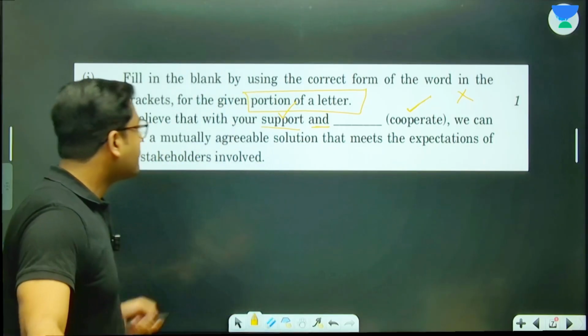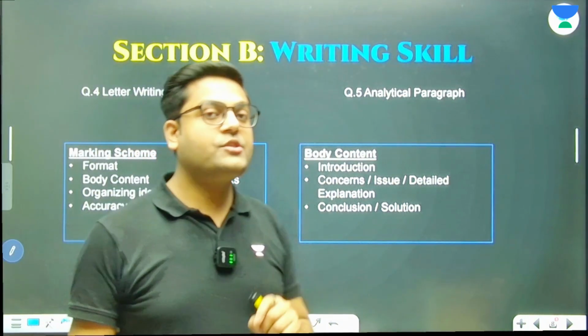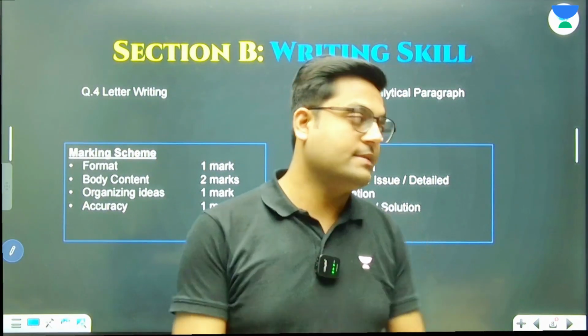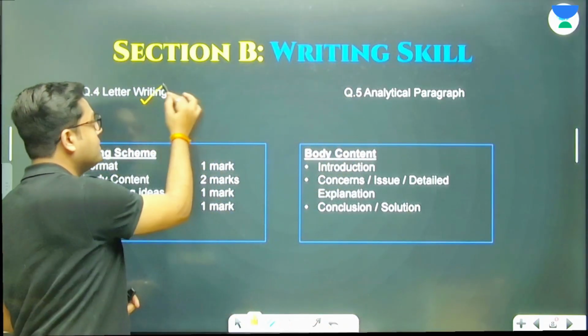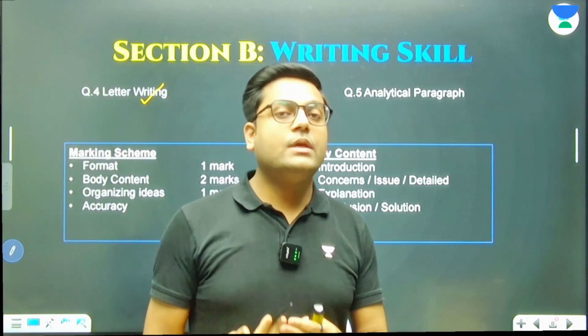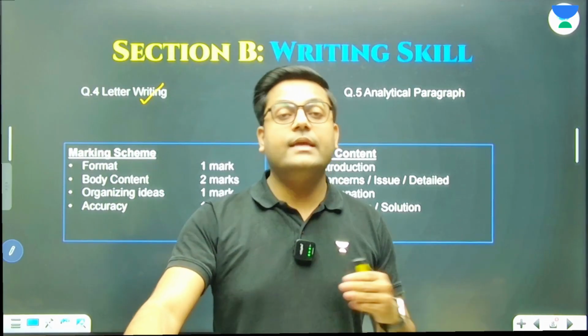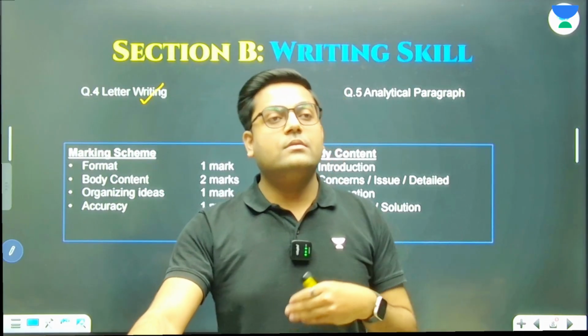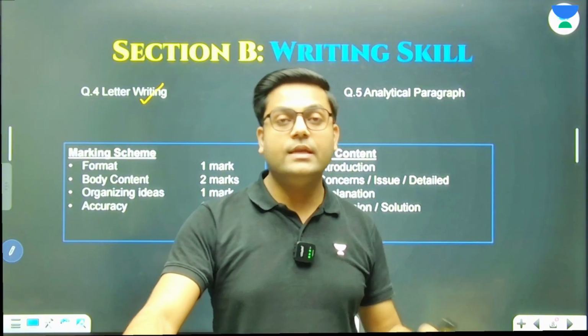Clear? All right. Now let's talk about the second part of section B, which is your writing skills. As you know, writing skills includes two different topics. One is letter writing, in which you have been asked about a letter to the municipal corporation, a complaint letter, a letter to the editor, an application letter, job application letter, business letter, inquiry letter, and so on.